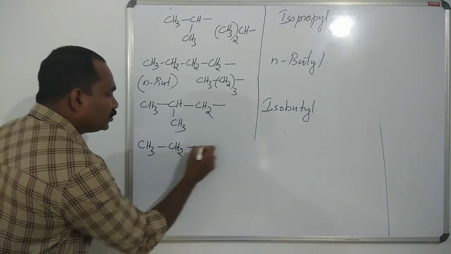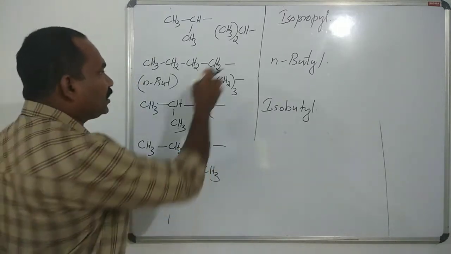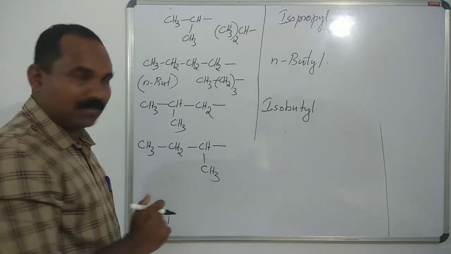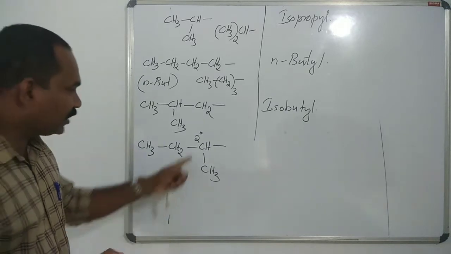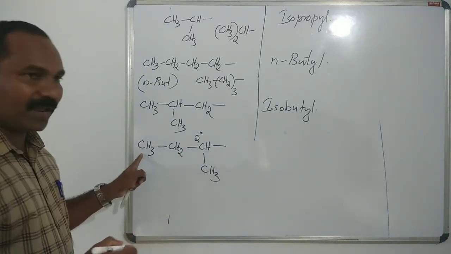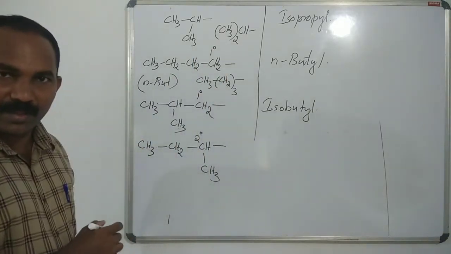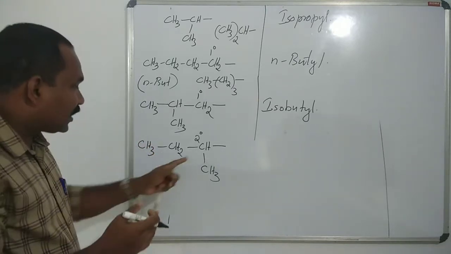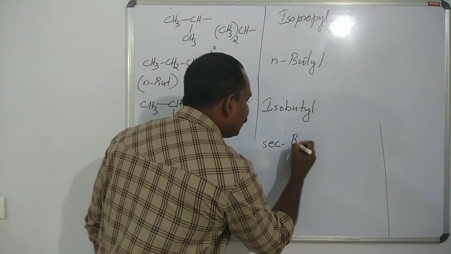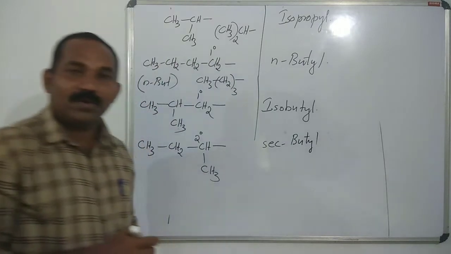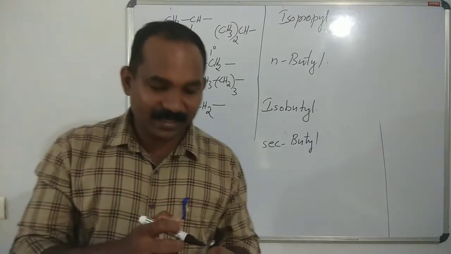Another one, CH3, CH2, CH, CH3. Okay, this link comes at the second carbon atom. So this carbon is secondary, you know that. You know that this is primary, secondary, primary. In the earlier case, it is primary, also this one is primary. To distinguish the carbon atom in the butyl group, we use sec-butyl. Okay, sec-butyl. What does it mean? The butyl group is secondary.